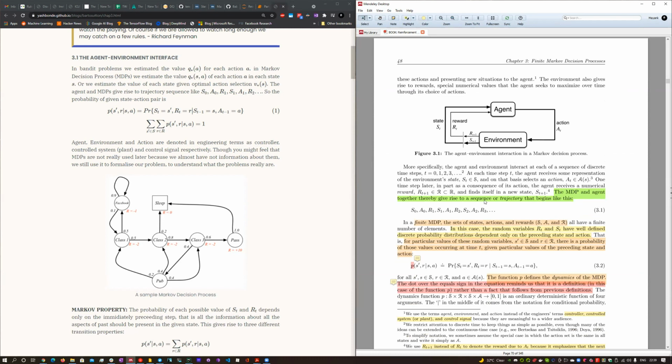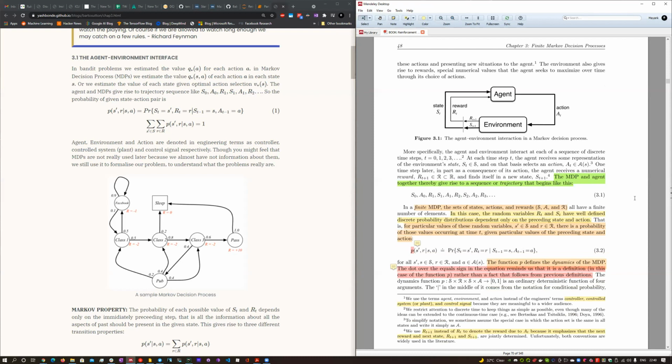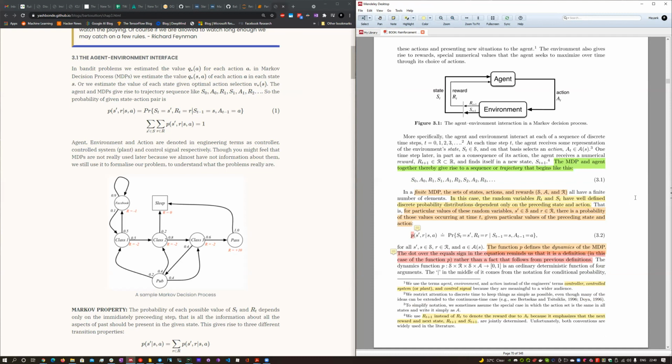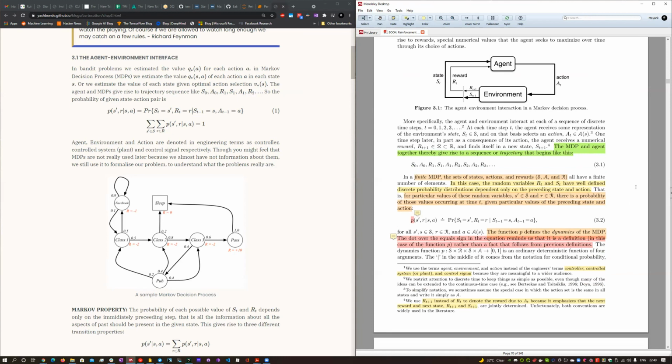So here the author goes through the MDP and the agent and what is the sequence or the trajectory that a particular MDP defines. This is an example of a finite MDP. Here the random variables that have discrete probabilistic distribution depend only upon the preceding state and action pairs. So that's the Markovian property that it holds. That's why it is an MDP.